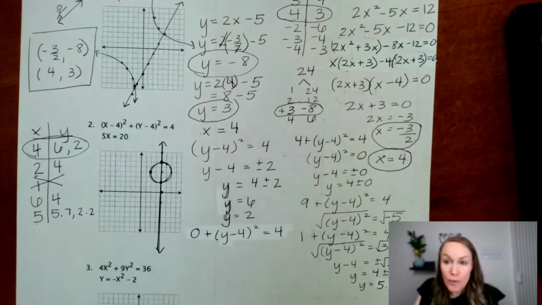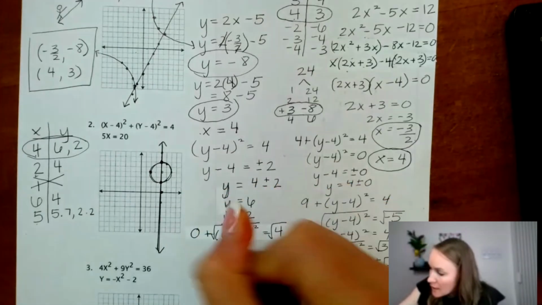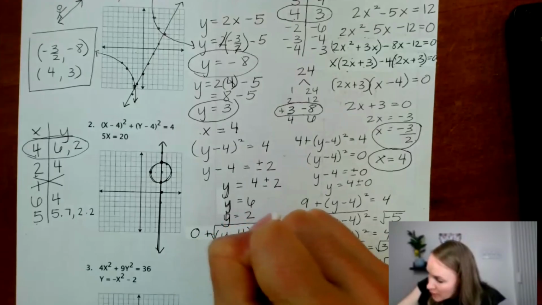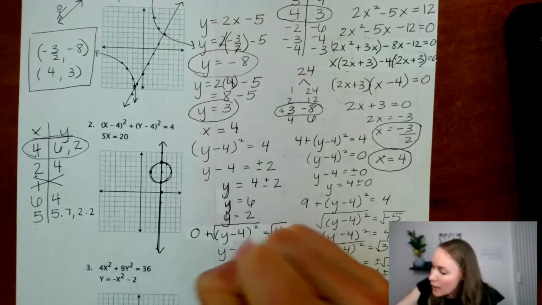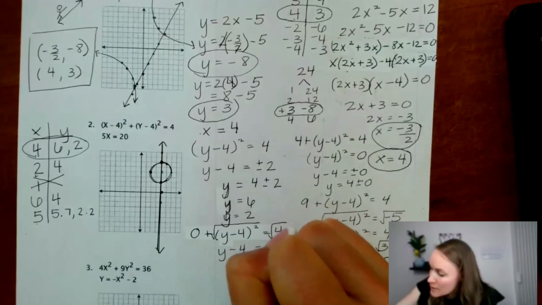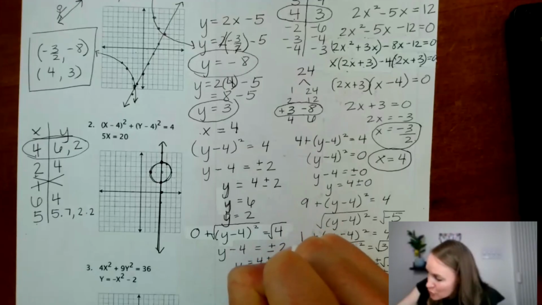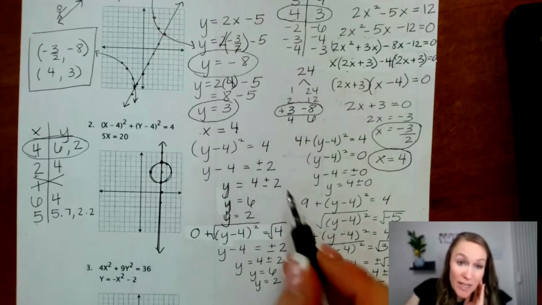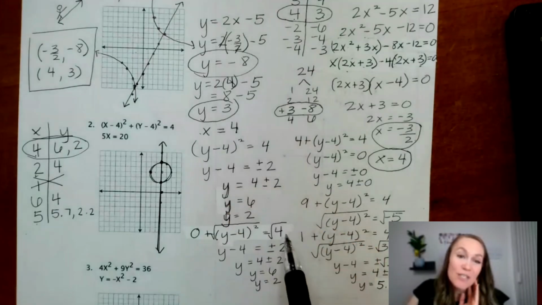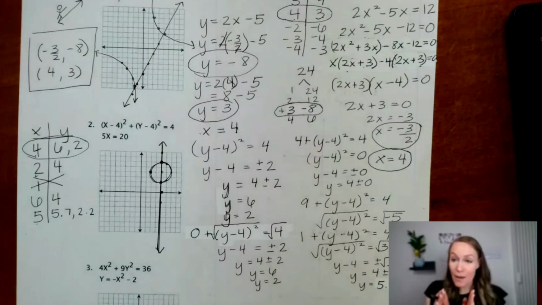Okay, so now I can just square root both sides. Square root this side, square root this side. And then I have y minus 4 equals plus or minus 2. And then I have y equals 4 plus or minus 2, y equals 6, y equals 2. Okay, pretty simple there, right? We did it up here, so I actually didn't have to write it again, but I was just showing you that would be how you solve it algebraically.